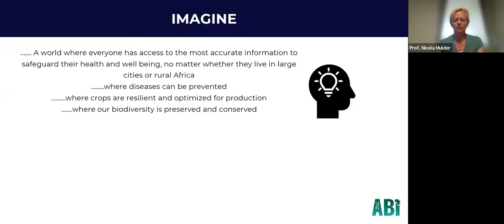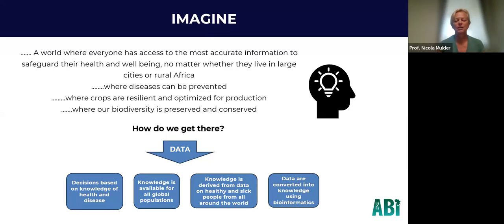Let's imagine a world where everybody, no matter whether they're living in large cities or rural Africa, has access to the most accurate information to enable the best treatment for their health and well-being, or a world where we have enough information about individuals to actually be able to prevent diseases. Imagine a world where we have resilient crops, optimized for production, and our biodiversity is preserved and conserved. So how do we get there? Data. Data is the new gold.